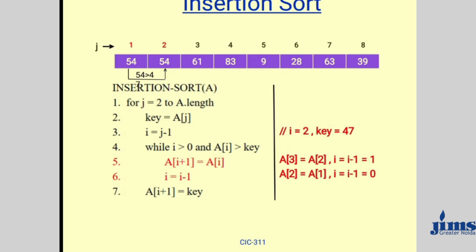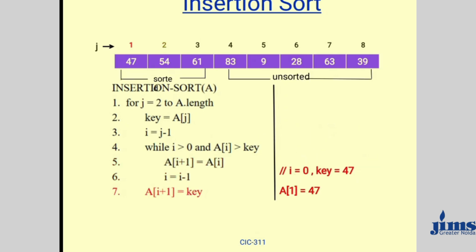When i gets to be equal to 0, it exits the while loop of line number 4. When it exits the while loop of line number 4, it reaches line number 7. And what is line number 7 doing? When i gets to be equal to 0, line number 7 says that A[i plus 1] equals key. In this example, since i was 0, A[1] is equal to key, which was 47 in this case. So 47 has also got inserted into the sorted array of values.